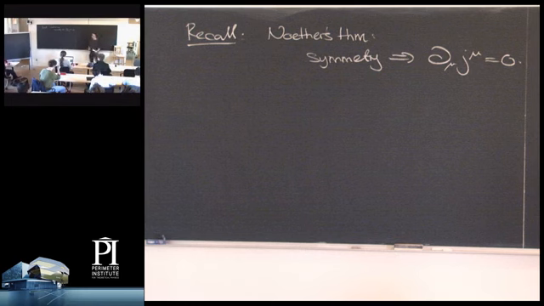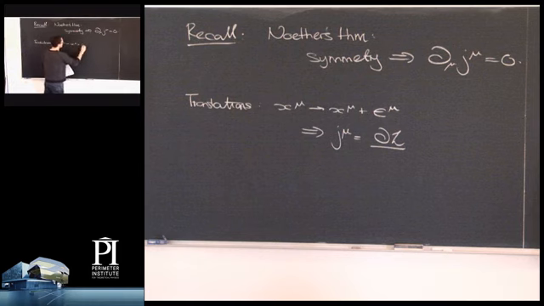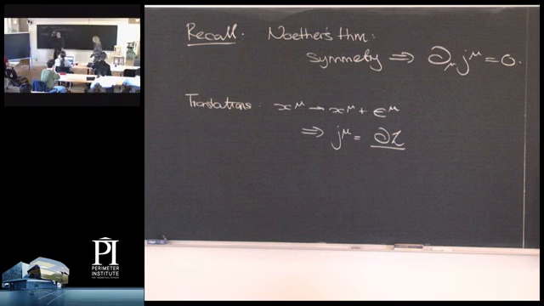And we looked at a very specific example. So the example was translations. Which meant that we had the following conserved current. And as I stressed in the last lecture, the nice thing about Noether's theorem is that you can actually construct the current. So you really know what the current is, in this case, given a Lagrangian.